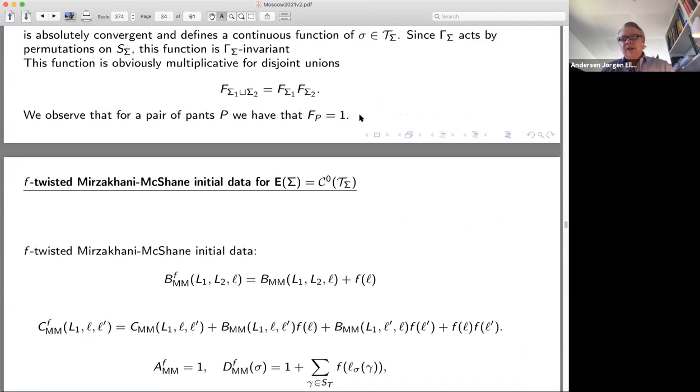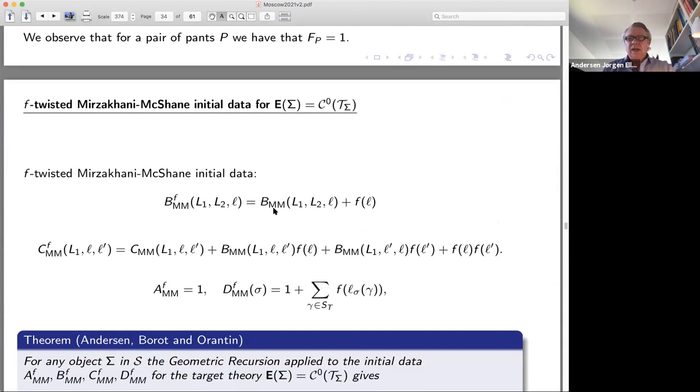So you don't do anything on A, right? Because A was also 1 before Miyazaki, so you just let A continuously be 1. But what you do is you take Miyazaki-McShane's initial data B, and then you add f of the interior lengths to it. And on the C, you do the following combination.